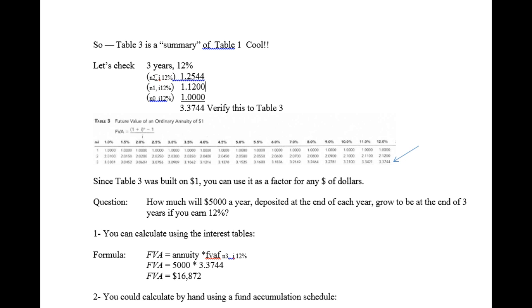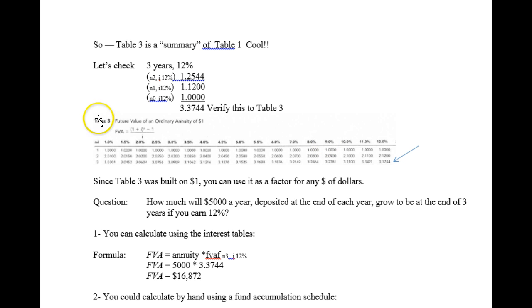So if it's 3 years and 12%, I'm going to grab an interest factor for n equals 2, i equals 12, n equals 1, i equals 12, and then just add 1 to that because we've already decided there's one more payment than there is interest period. Add those up, and it comes out to be 3.3744.